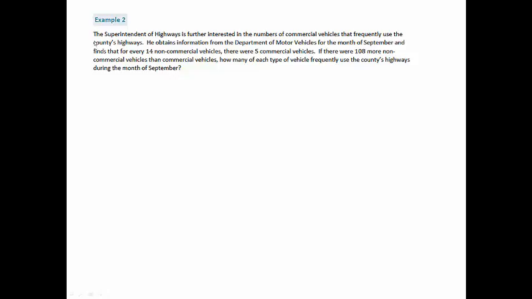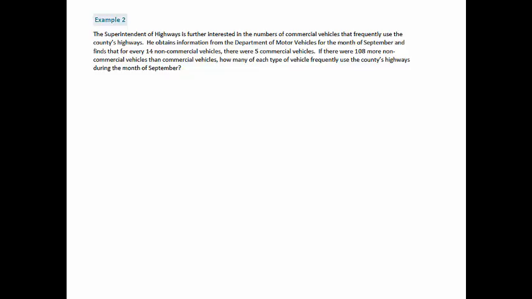Here, in example 2, the superintendent of highways is further interested in the number of commercial vehicles that frequently use the county's highways. A commercial vehicle would be a vehicle that's owned by a business instead of a person. He obtains information from the Department of Motor Vehicles for the month of September and finds that for every 14 non-commercial vehicles, there were 5 commercial vehicles.